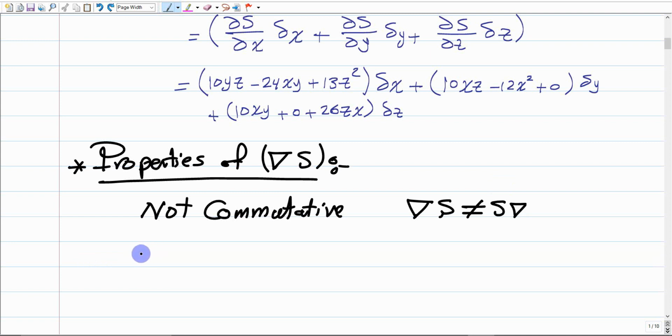The second property is that it is not associative. It means not associative.